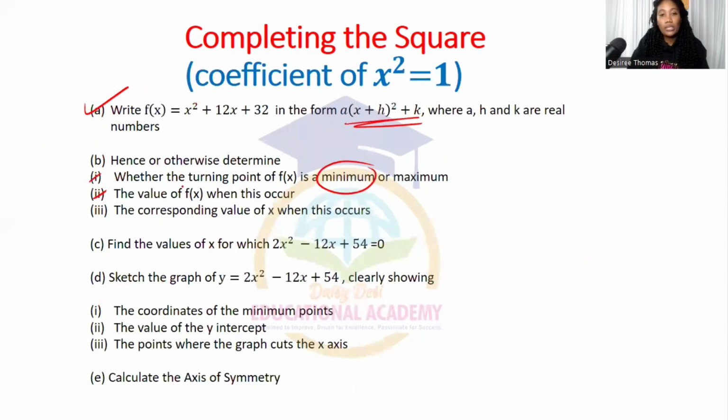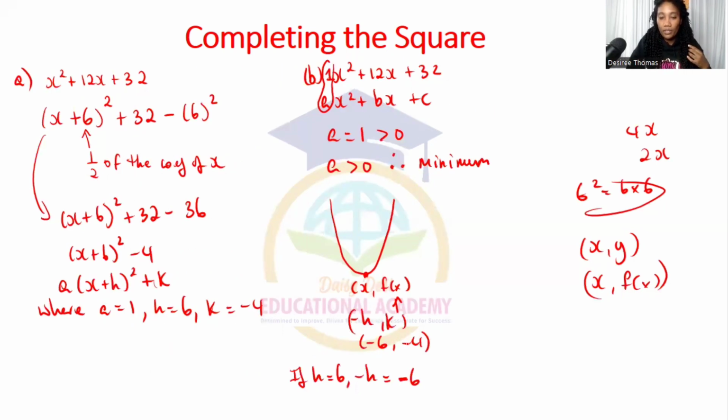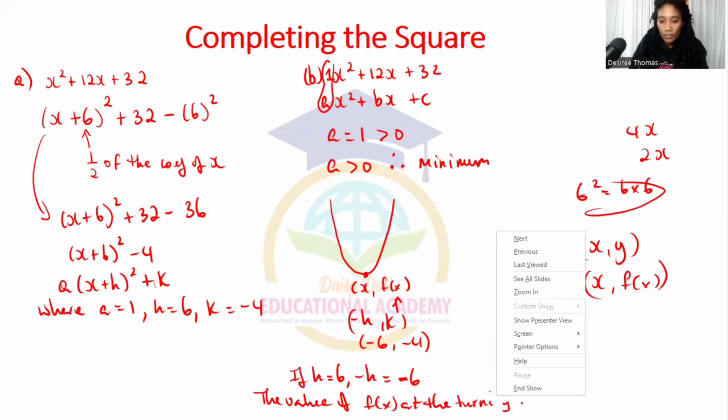And the question wanted us to determine the value of f of x when this occurs. So the value of f of x is minus 4. F of x is k, which is minus 4. So the value of f of x at the turning point, or at the minimum point, just imagine there's an end there, at the turning point is what we said, minus 4.